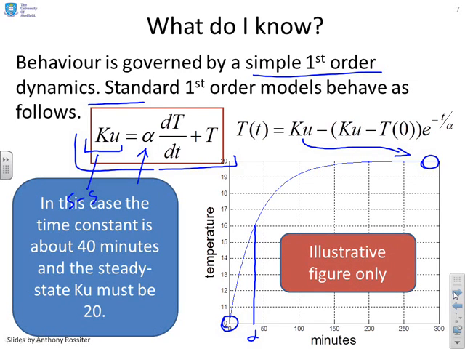What you can see is the time constant is around 40 minutes, and the steady state Ku must be 20. So why have I done this slide? Because before you start tackling this problem, make sure you understand first order systems. Make sure you understand the link between the parameters in the equation and the behavior that you get.